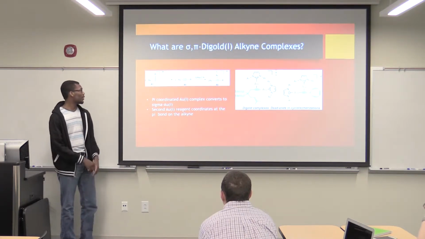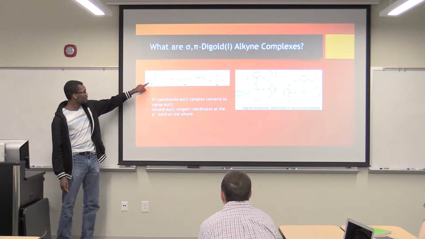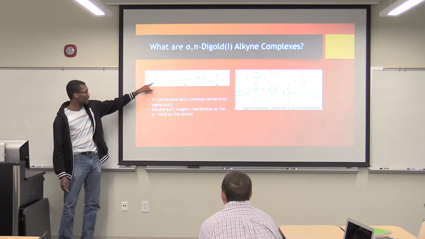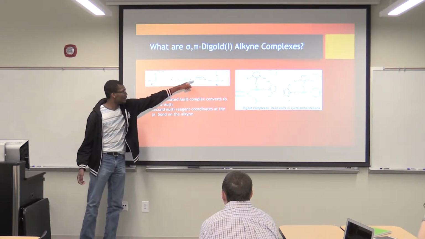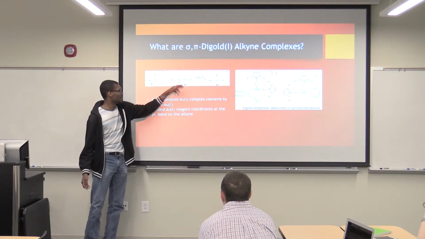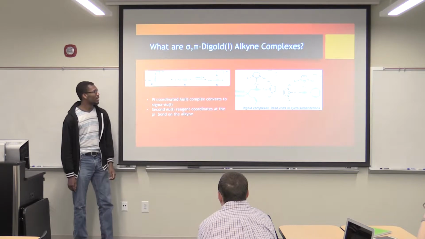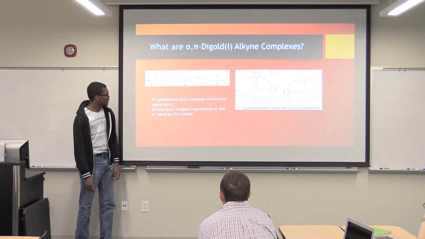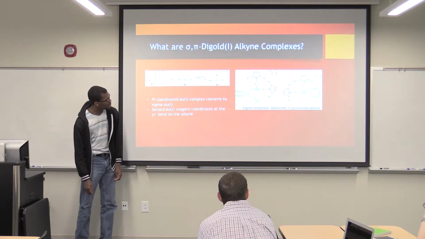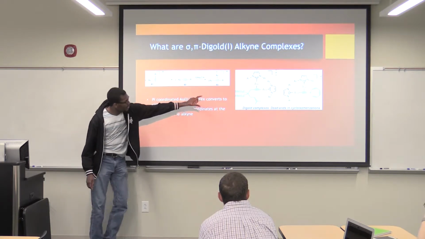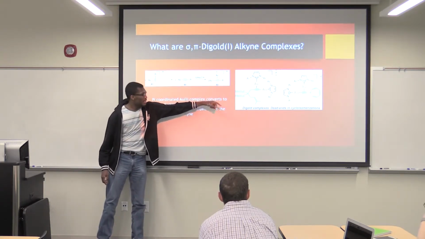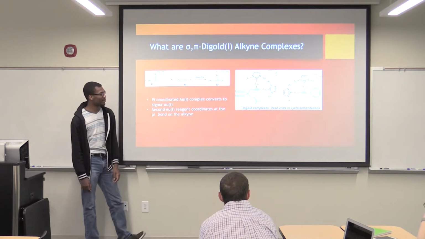So you start out with the normal gold-1 reagent, and that's just a gold ion that has a ligand, and it's also coordinated via the pi bond of the alkyne. And then it converts to being sigma bonded, and then the other gold reagent, usually the same one from the first one, comes in and coordinates on the pi bond. And then you get the digold reagent. And those are the ones that they actually use. So they used this one for that first reaction to make the cyclopentene, and then that one for the enyne molecule.